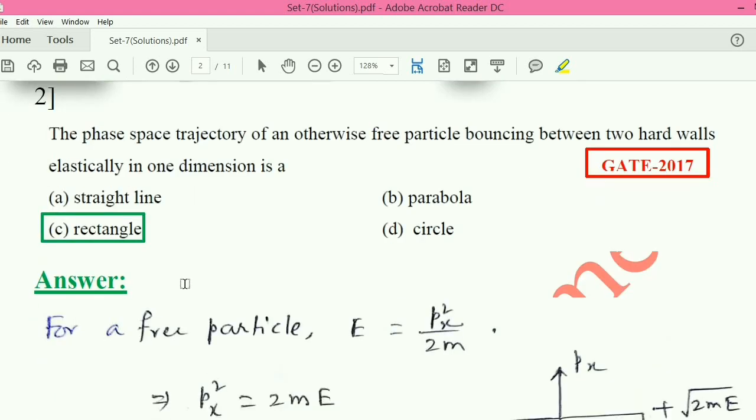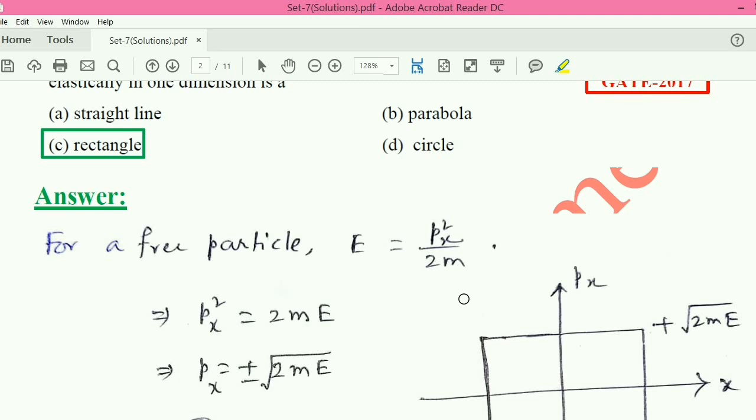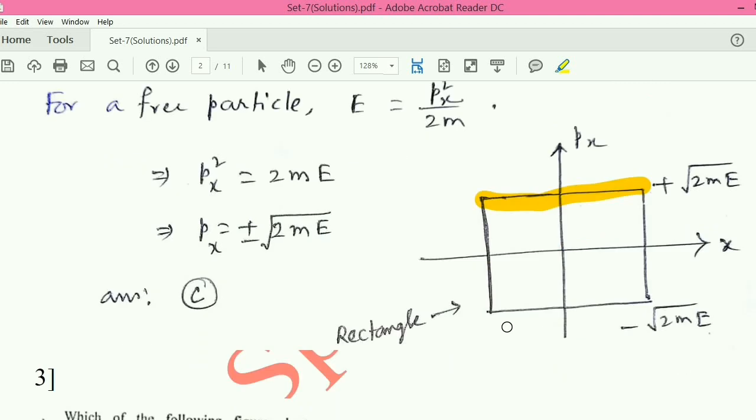Now question number 2. The phase space trajectory of an otherwise free particle bouncing between 2 hard walls elastically in one dimension is... For a free particle, the potential energy term is 0, so the total energy E equals px square by 2m. We are considering only the x dimension, since x, y, z are 3 coordinates. So px equals plus minus root over twice mE. It's basically constant, it doesn't depend upon the distance x. So this is plus root 2mE, this is minus root 2mE.